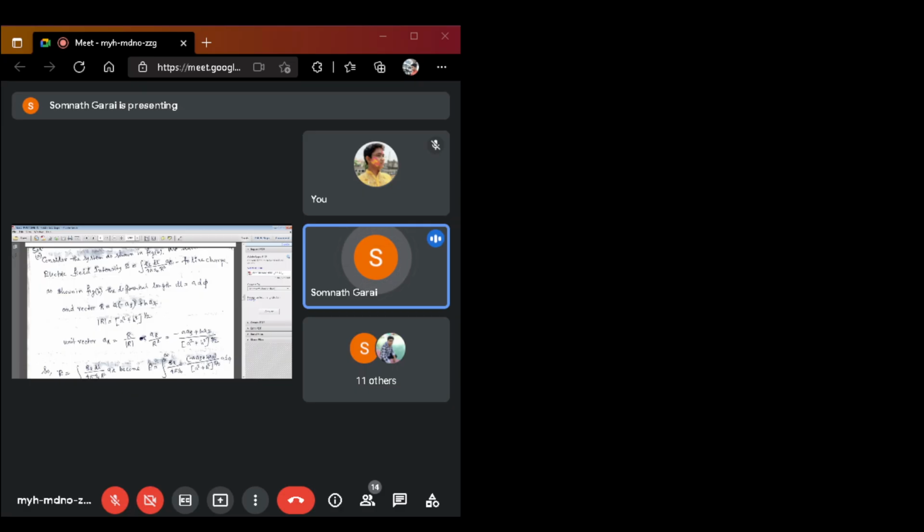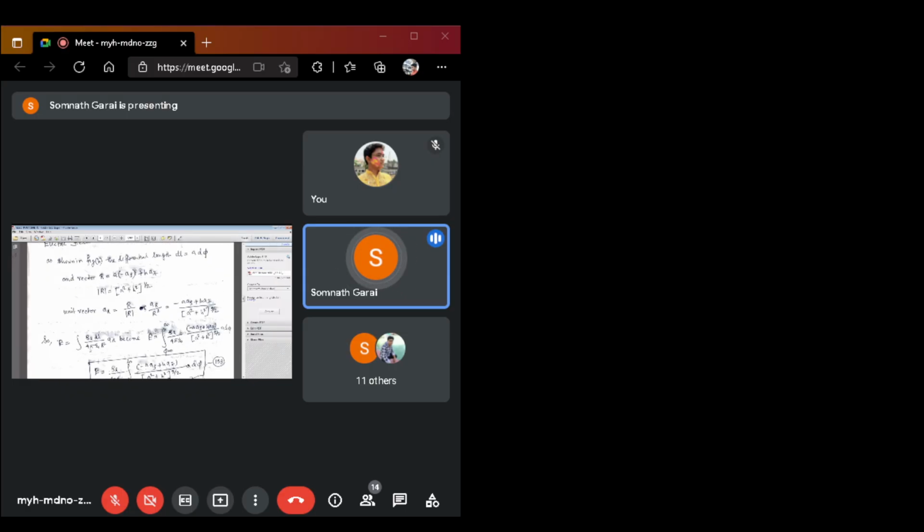Now we calculate the unit vector ar. Unit vector ar is equal to the vector divided by the modulus. So ar by r square is given by minus a rho plus h az, that is the r vector, divided by r cube magnitude, and this r square means r cube. So r cube is a square plus h square to the power 3/2.